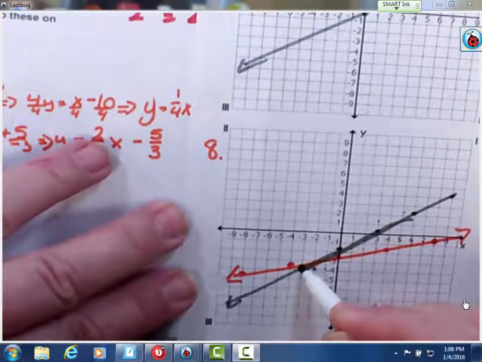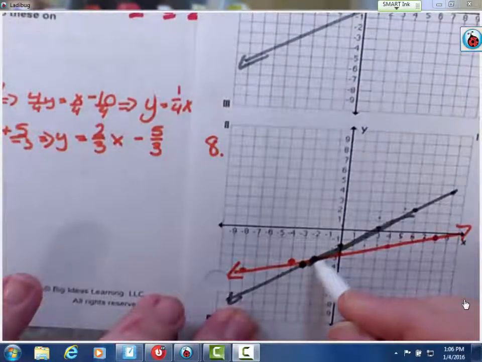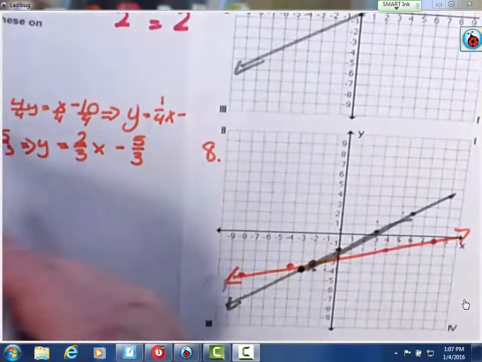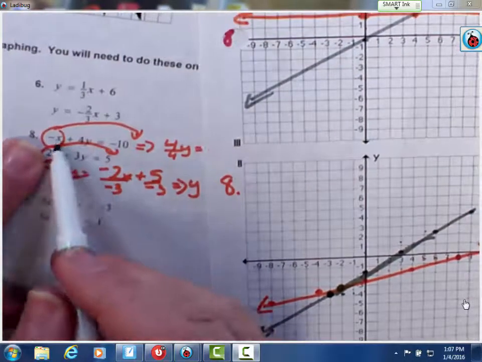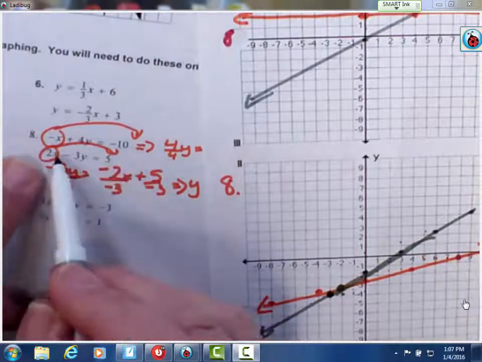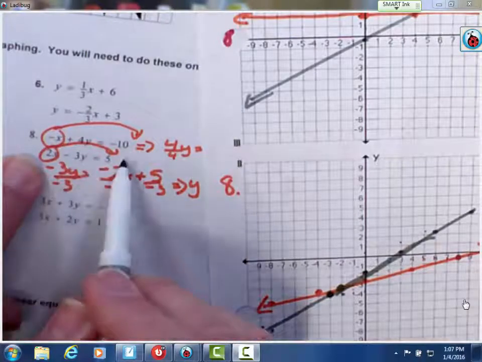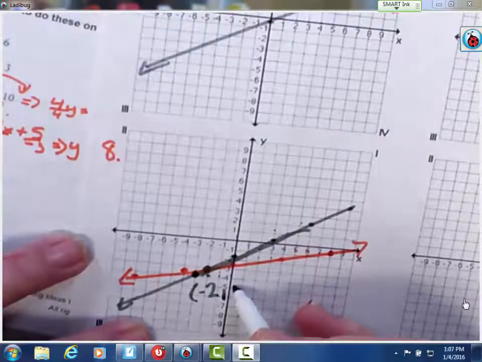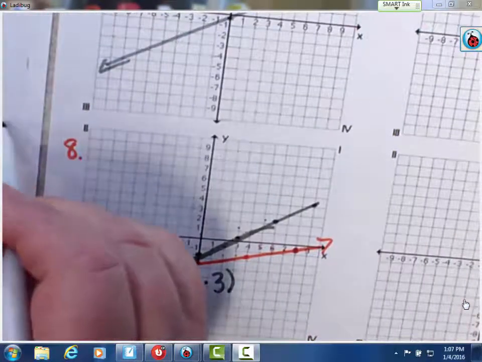Okay, and it looks like well, that's hard. Looks like our point of intersection is probably here at -2, -3. Let's try that out. -2, -3. So that would be +2 minus 12 would be -10. That's right. And then -4 plus 9 is 5. So I was right. Our point here was -2, -3. And that's going to be our solution.